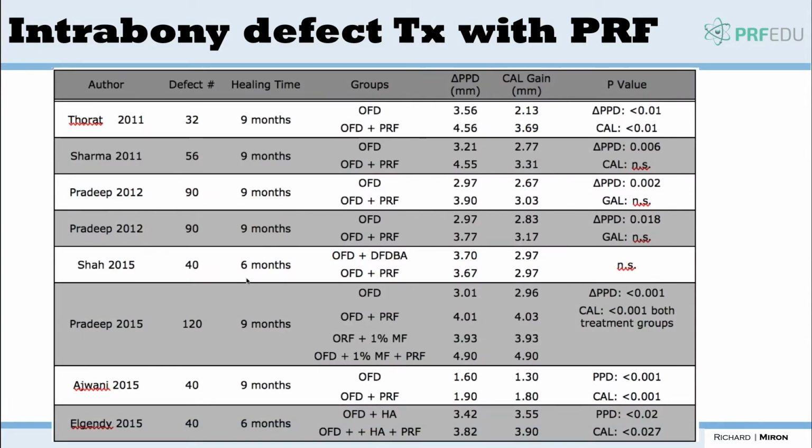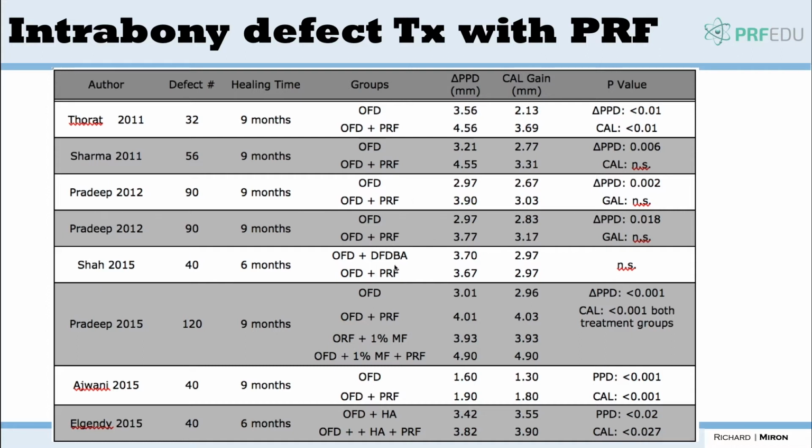And so many years ago, 5 years ago, when we wrote the systematic review, when we compared open flap debridement with or without PRF, PRF led to significant advantages in pocket depth reduction as well as clinical attachment level gain. Okay, and that was standard on almost every single study. We found the same thing.